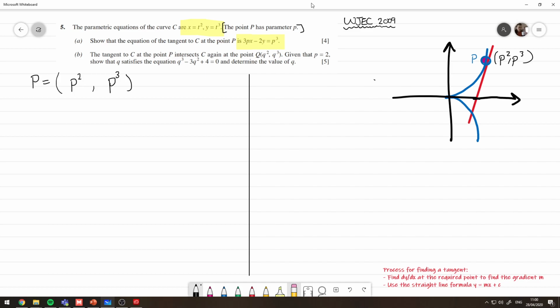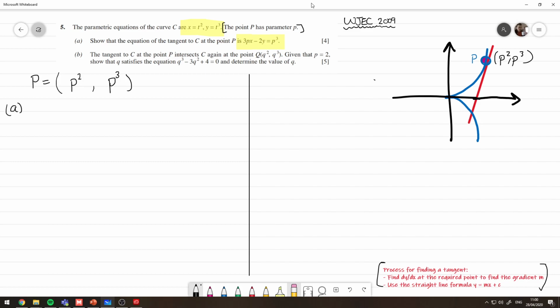Let's talk about the tangent. To get the tangent, I've written the process down here. We're going to need to find dy dx, so we'll differentiate x and y separately with respect to t, and we'll use parametric differentiation. Once we've done that, we'll get our gradient, then we'll use the equation of a straight line to string it all together. So let's do some parametric differentiation.